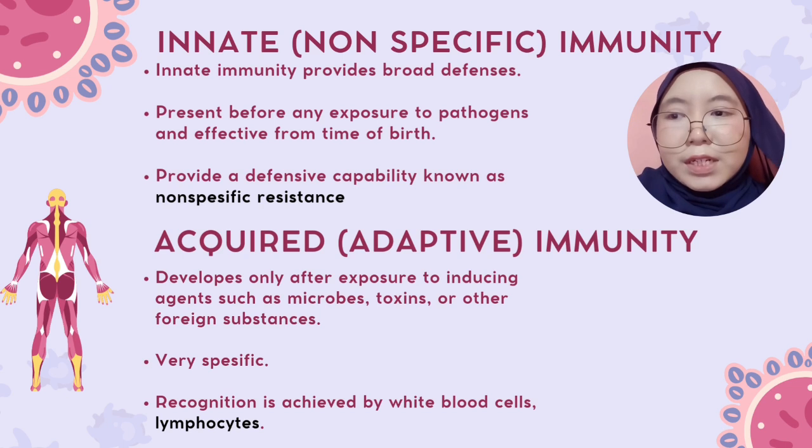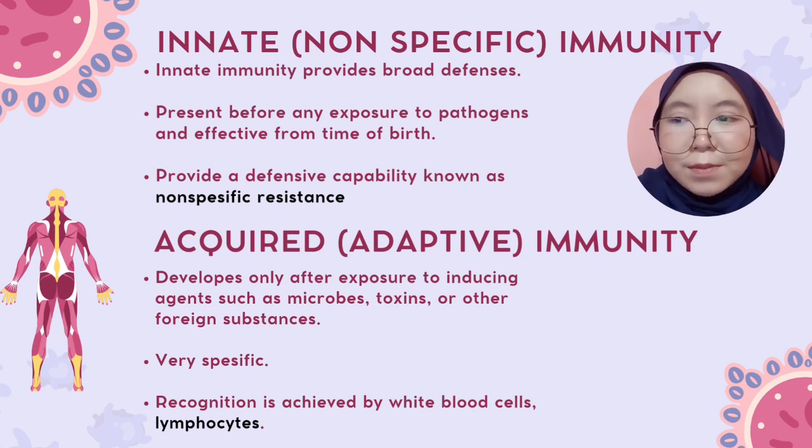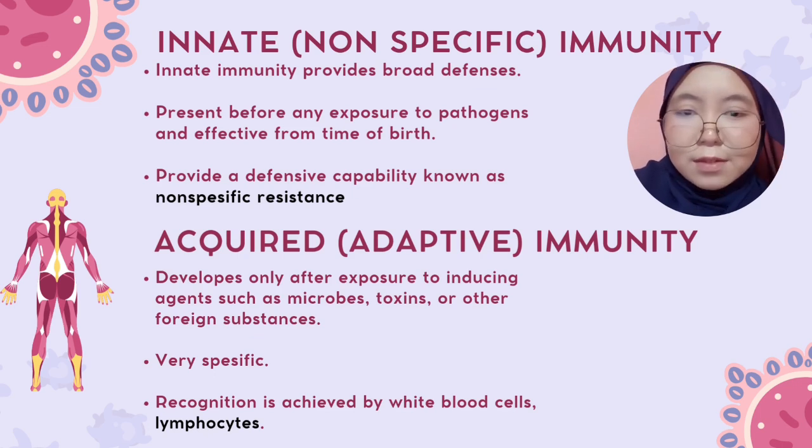Acquired adaptive immunity develops only after exposure to inducing agents such as microbes, toxins, or other foreign substances. It is very specific, and recognition is achieved by white blood cells called lymphocytes.